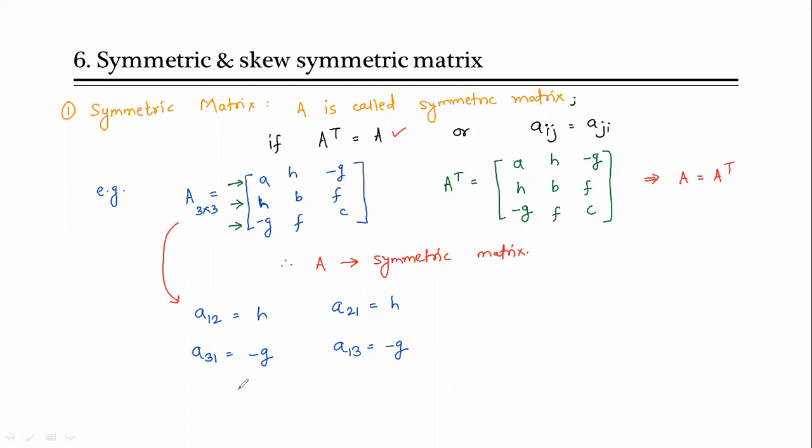So can I say, from this I can write A12 is equal to A21. From this I can write A31 is equal to A13. So we can write Aij is equal to Aji in case of a symmetric matrix. Both definitions you have to remember for when A is called a symmetric matrix. I hope this is clear.